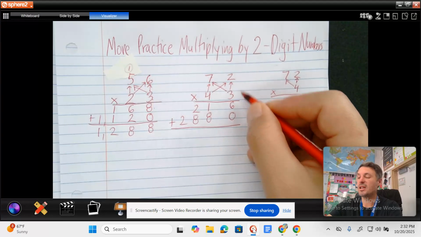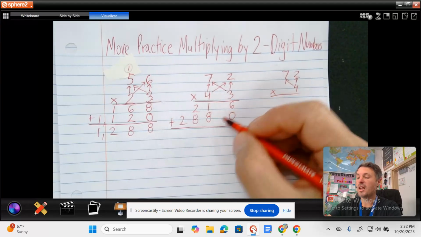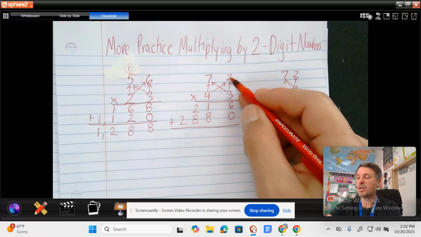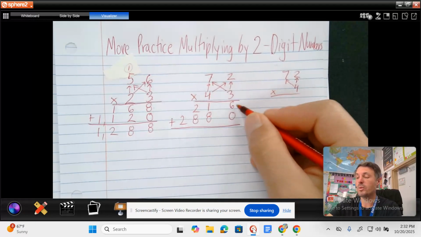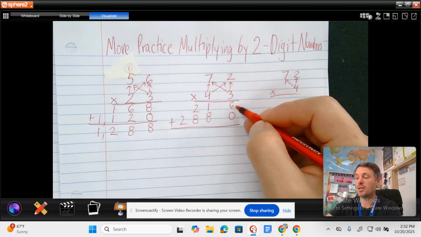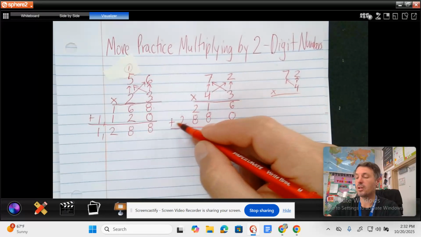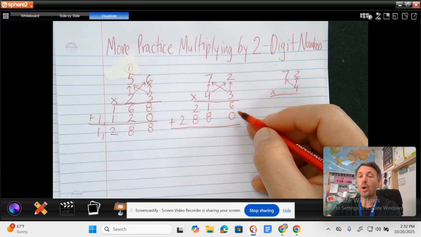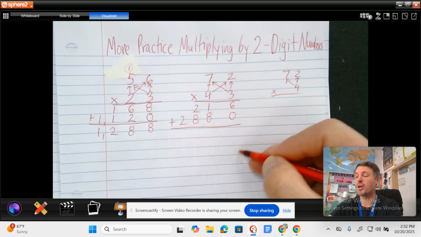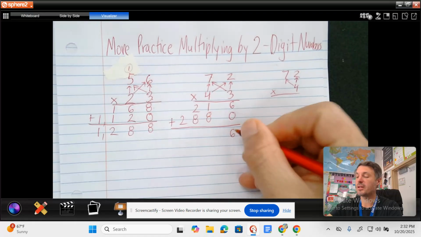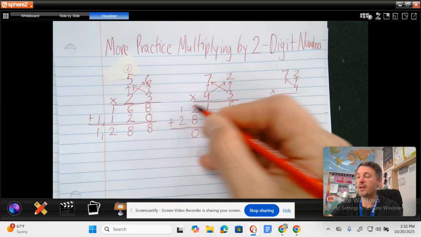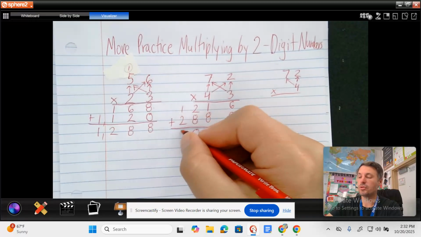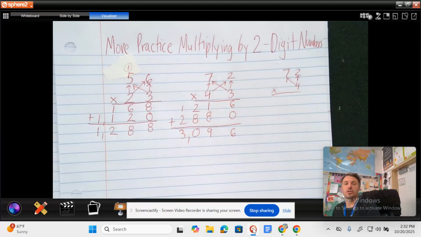Because 216 is 72 times 3, and 2,880 is 72 times 40. So to get the full answer, 72 times 43, we add 72 times 3, this number, plus 72 times 40, this number. So we add these two partial products together to get the full product. 6 plus 0 is 6, 1 plus 8 is 9, 2 plus 8 is 10, we carry the 1, and 1 plus 2 is 3. So the final answer is 3,096.